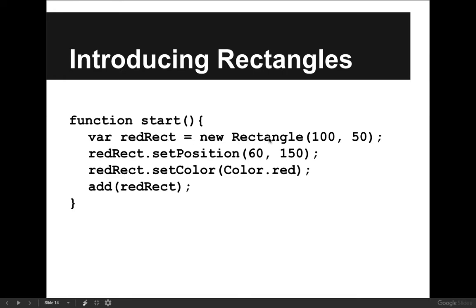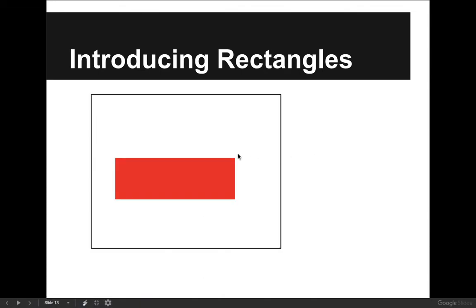And that is going to be a new Rectangle with a capital R. Now for this, I have to give the width that I want the rectangle to be, and I have to give the height that I want the rectangle to be. So if I go back, this rectangle right here is 100 pixels long and 50 pixels tall. Okay.